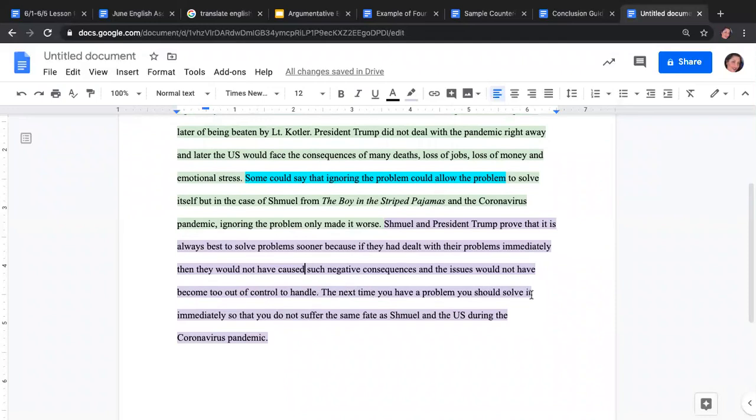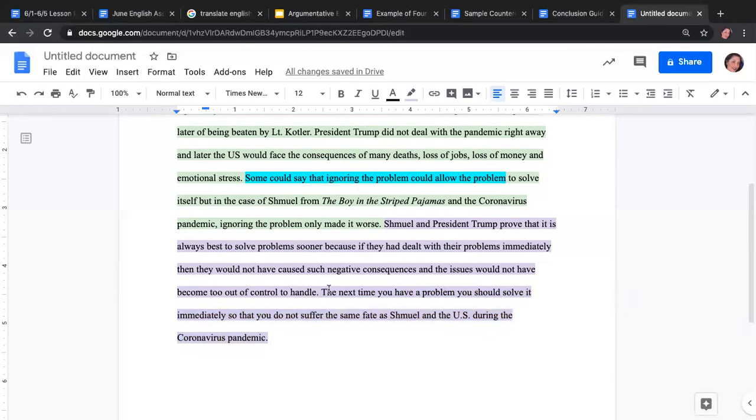The next time you have a problem, you should solve it immediately so that you do not suffer the same fate as Schmoll and the US during the coronavirus pandemic. And then, even though I know I try to tell you guys, use formal language, for this last sentence, that's okay. You can use second person.